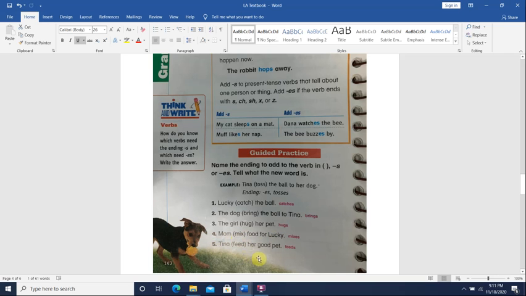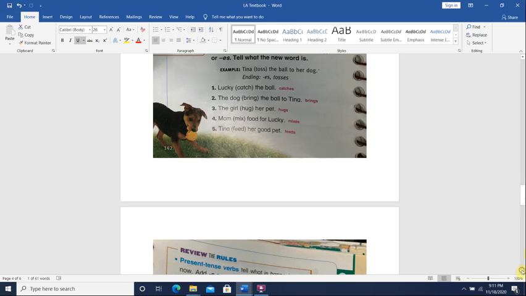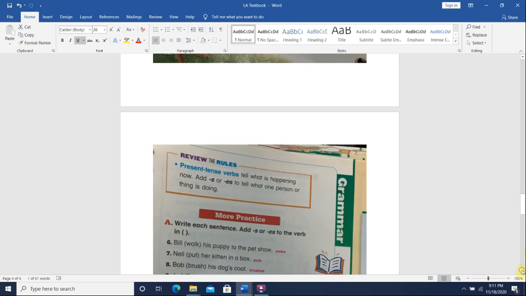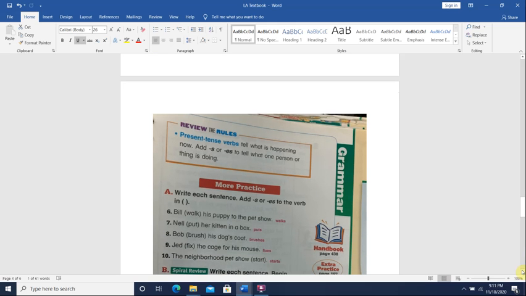Tina feed her good pet. Tina is one person. We add S on the verb to show that it's in present tense. Tina feeds her good pet. Hope that was easy. Let's continue practicing. Number 6, we will do the same thing. We will add S or ES to the verb to show that it's in the present tense.